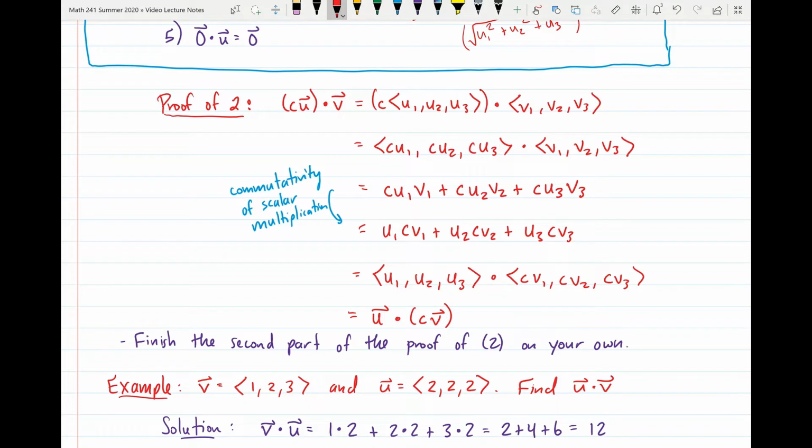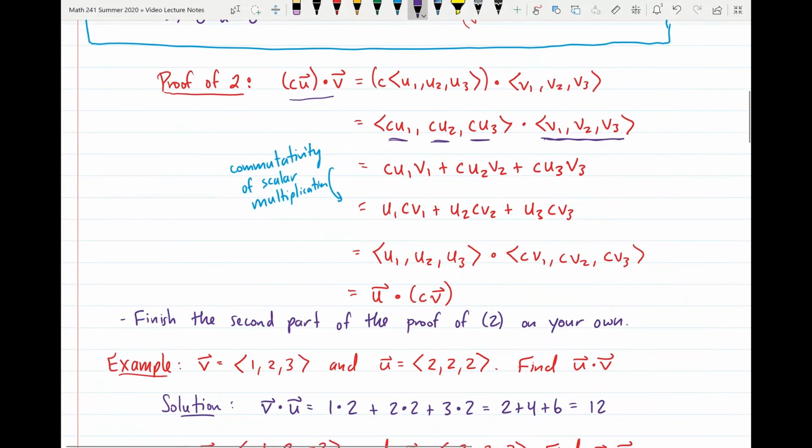So you can break up your vectors here into their component forms, and c times our vector u. To get that, we're going to distribute c through the components of u and get this expression here, c times u1, c times u2, c times u3. Those are the components of the vector c times u. And again, we're still taking the dot product with our vector v over here.